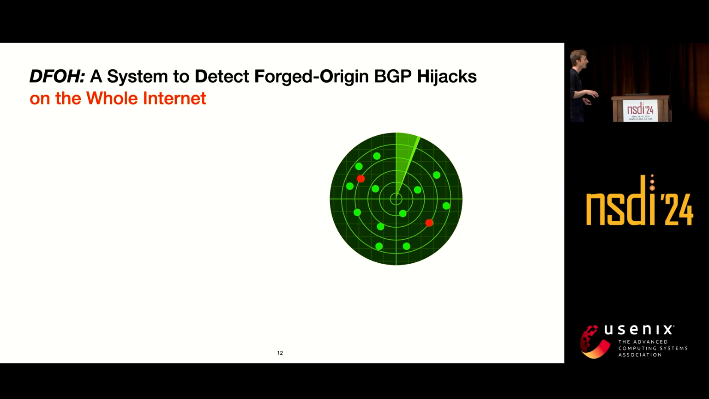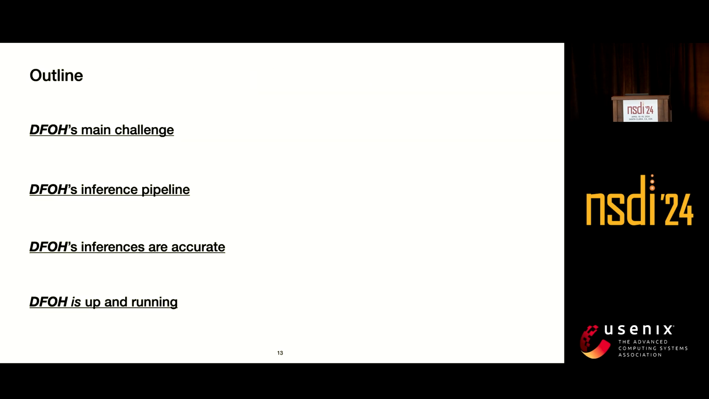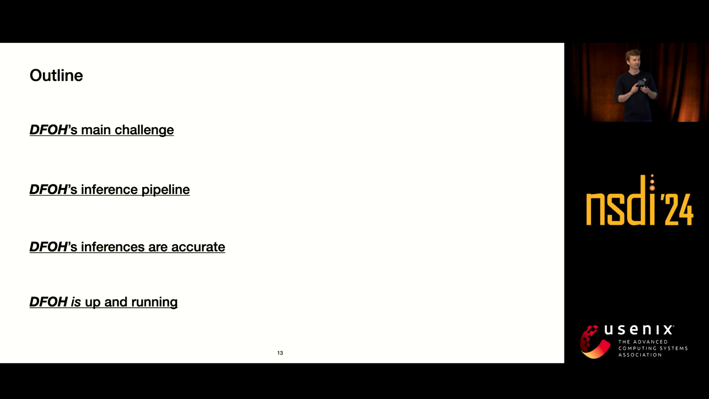Okay, so today, I would like to introduce you to a system that is called DFOH, and it's a system that can detect those hijacks on the entire internet. Okay? So the outline of this presentation is the following. First, I will show you what is the main challenge that DFOH needs to solve. Then I will explain how its inference pipeline works. Then I will show that the inferences are accurate. And finally, I will show that DFOH is up and running and that you can start to use it today.